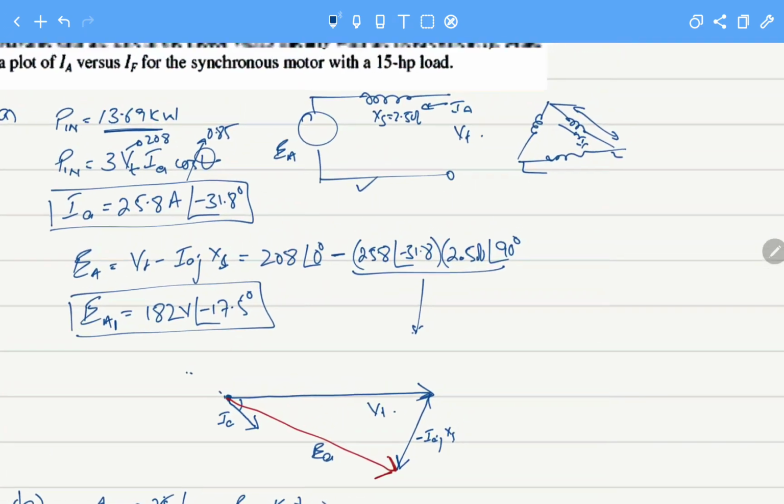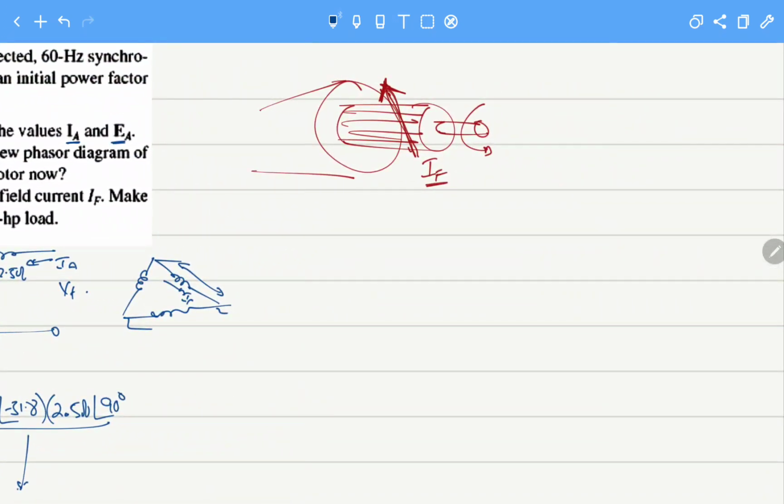Now let's consider that the load has remained the same on the motor. So the P output is the same, so the P input is also the same. The input real power and the output real power are the same. But what has changed is the voltage that is being generated inside the machine, that is EA, because we have changed this IF.